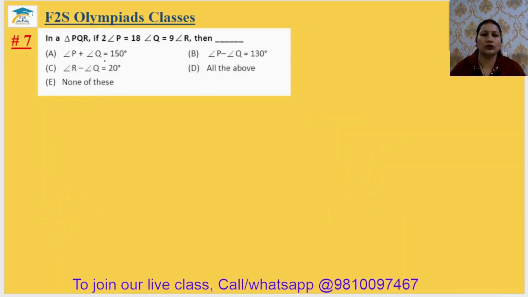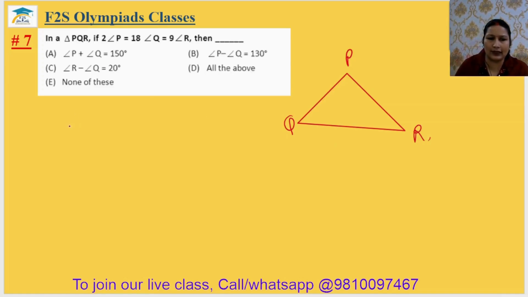Okay. Come to question number 7. In a triangle PQR, 2 angle P equal to 18 angle Q equal to 9 angle R. Then, let's draw one angle so that we can just, this is your angle PQR, and it is written that 2 angle P equal to 18 angle Q. So can I write angle P equal to 9 angle Q? Yes, because 2 will come to the right side and it will divide 18.